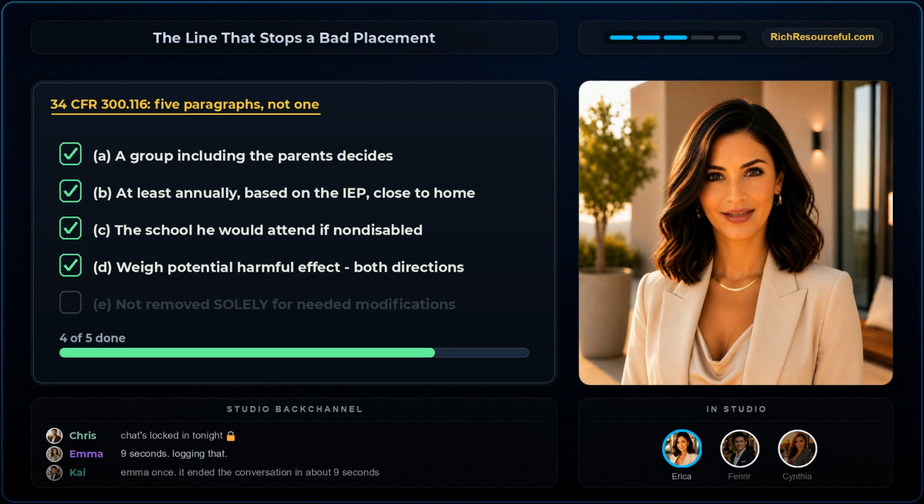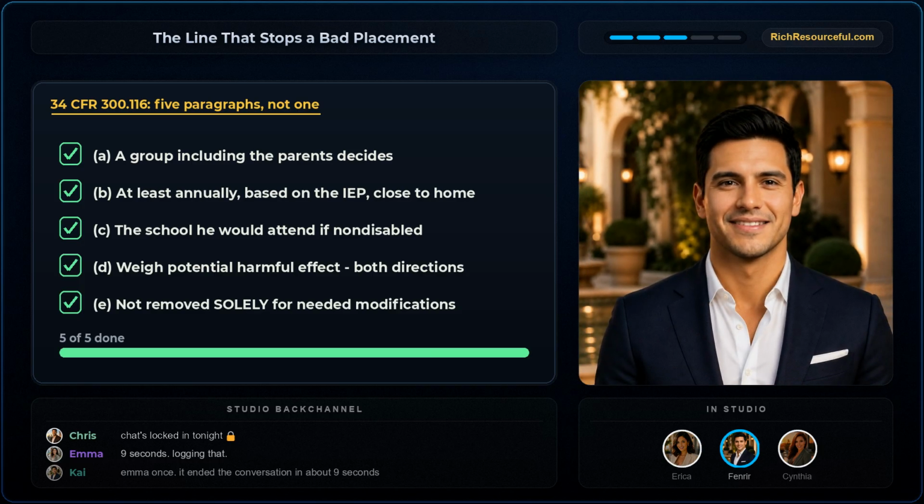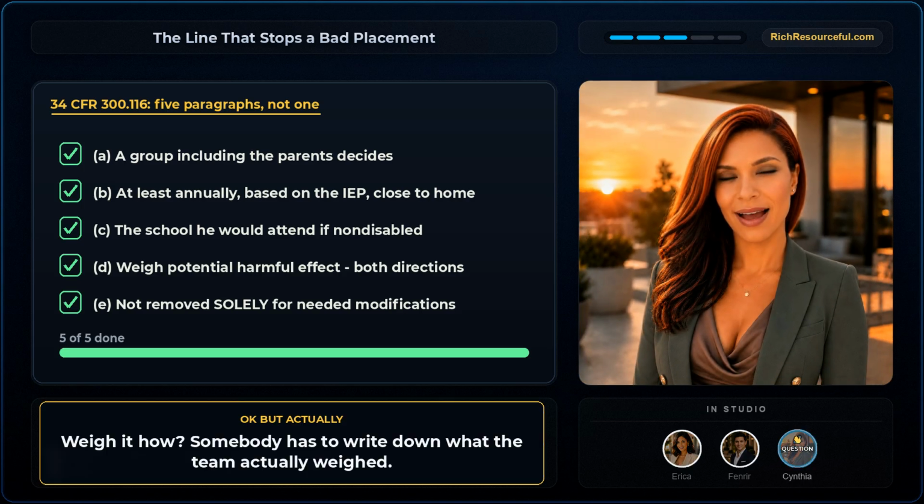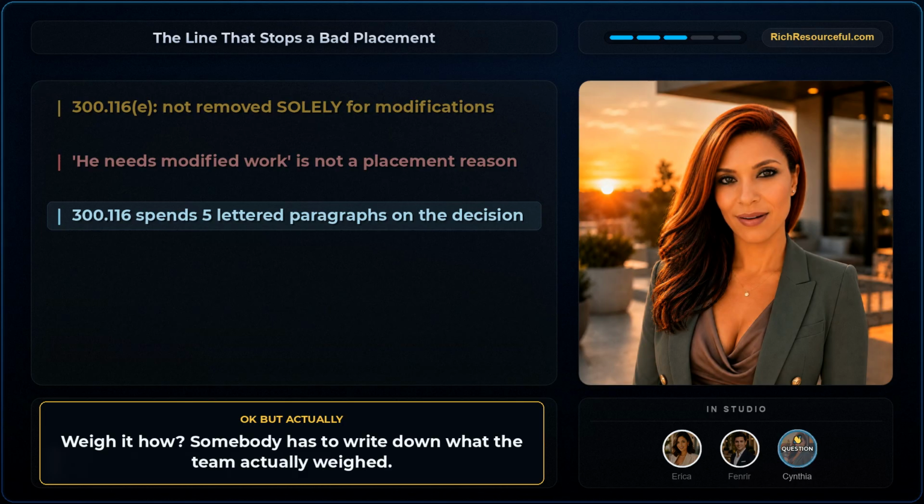D says weigh potential harmful effect on the child and on the quality of the services he actually needs, both directions. That half never makes the poster. To borrow Cynthia's phrase, the 5-room list never says which harm to weigh. Harm from separation is real. So is harm from a service a child can't get in a full general education room. Paragraph D weighs both, which is why nobody answers it with a policy. Weigh it how? Somebody writes down what they weighed.